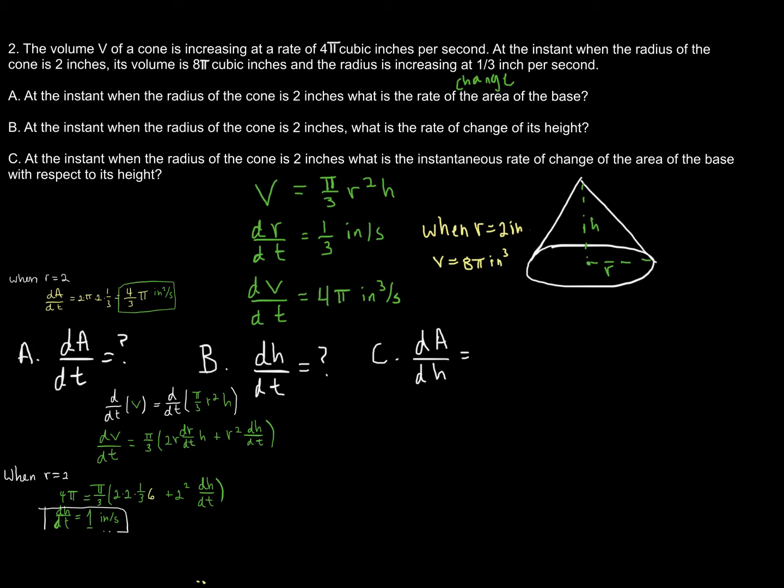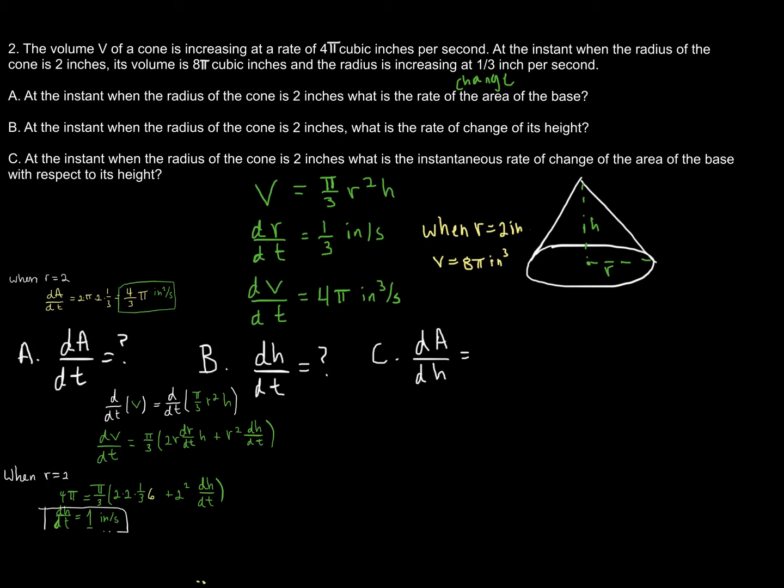Okay, so part C is certainly the most complex of the questions, and also probably the simplest once you understand the relationship that you can use. Here we seek the instantaneous rate of change of the area of the base with respect to the height. So this is an important distinction. The derivative of the area with respect to time, which we found, area is measured in inches squared, and time is measured in seconds. So that's why we ended up with 4/3 pi inches squared per second.